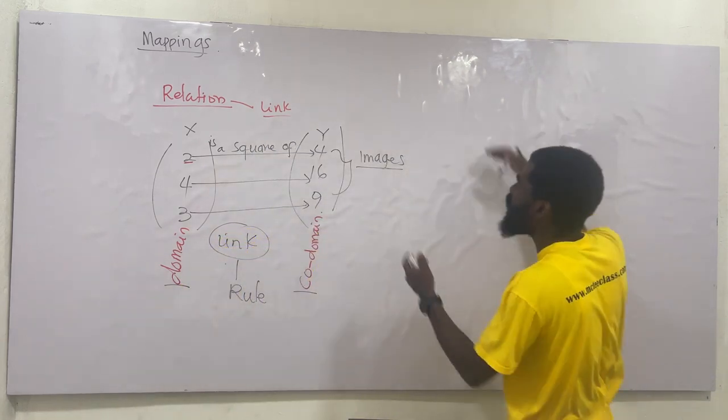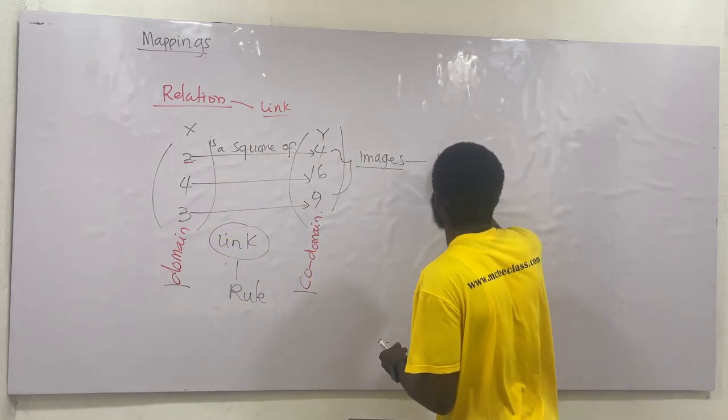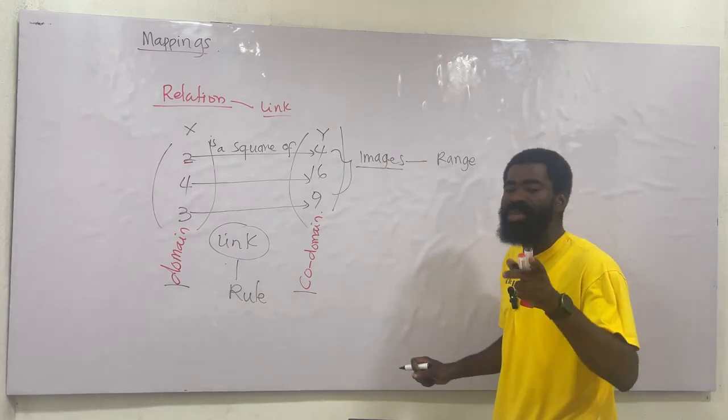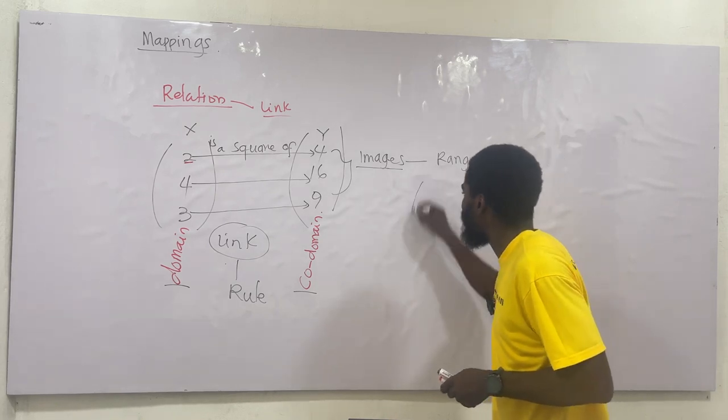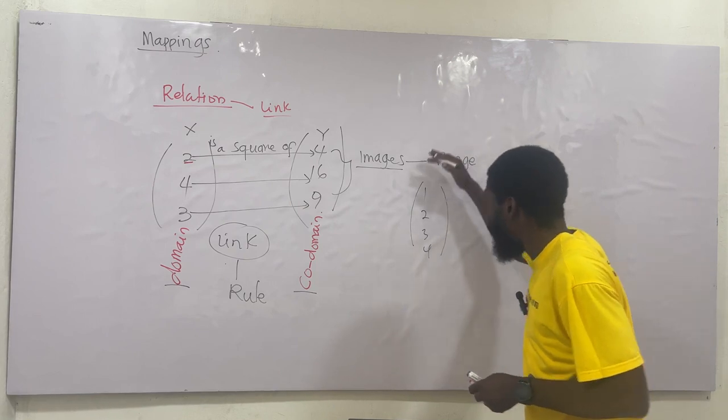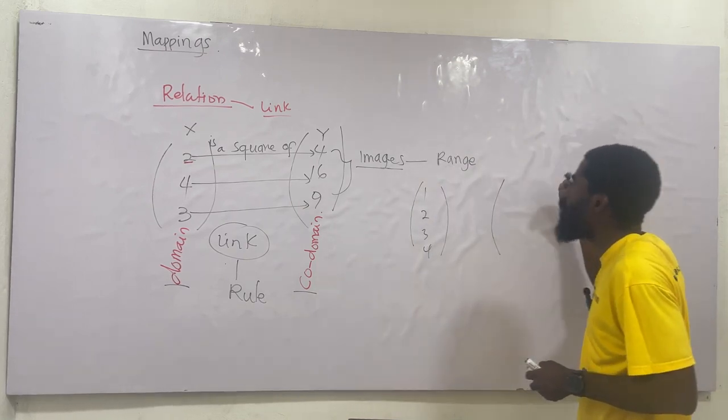If you collect all the images, you form a range. So a range is basically a collection of all the images. Now, for this to be clear, let me give another example. Say I have 1, 2, 3, and 4. These are my codomain values, and these are my domain values.